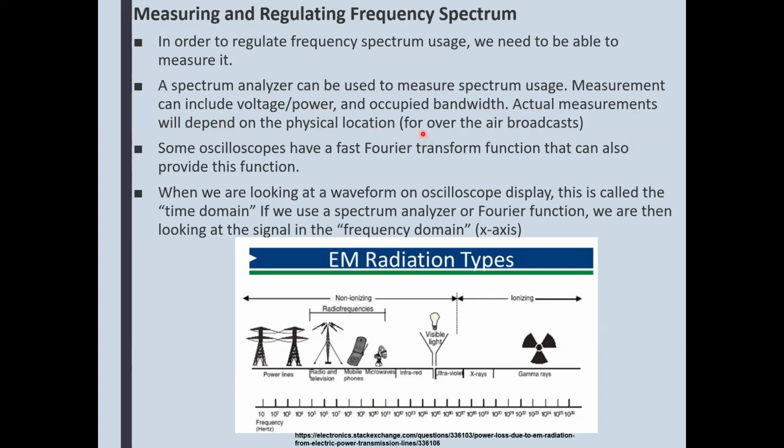So the further you are from the antenna, you would expect the signal to be a little bit weaker, and so on. Some oscilloscopes have the FFT function, fast Fourier transform function, that can also provide this type of function, except that if you're using an oscilloscope rather than a spectrum analyzer, you have to do a lot of those calculations by yourself, right?